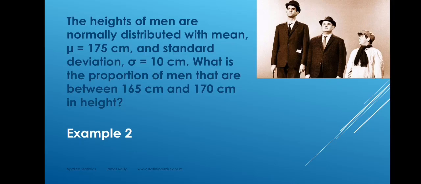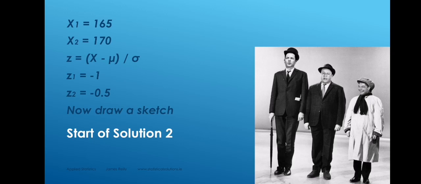Our second example is similar, except that there are two values of interest this time. So again, the heights of men are normally distributed with mean mu equals 175 centimetres and standard deviation sigma equals 10 centimetres. This time we want to know what is the proportion of men that are between 165 and 170 in height. So this time we have two values of x that interest us. x1 is 165 and x2 is 170. We must calculate the corresponding z-score for each of these values of x.